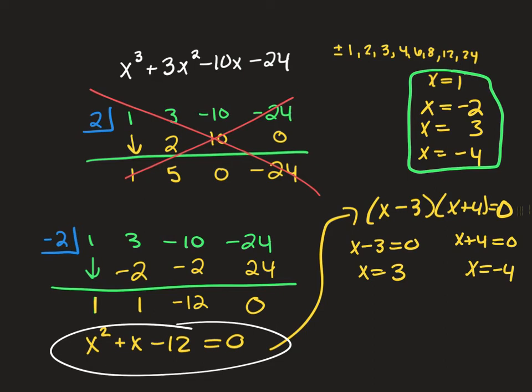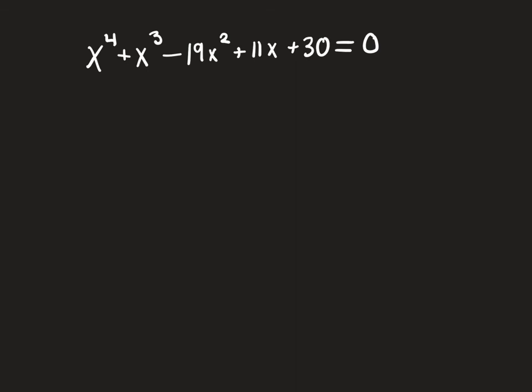All right, let's do another example. So again, step 1 is list your possible factors. So we're listing out our factors of 30. So we have 1 and 30, 2 and 15, 3 and 10, 5 and 6.